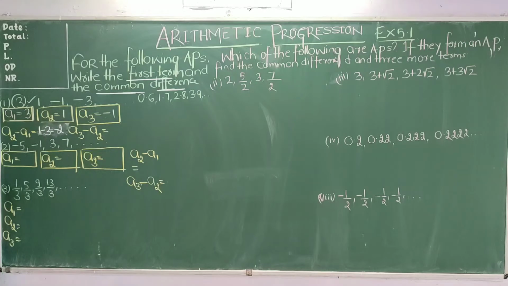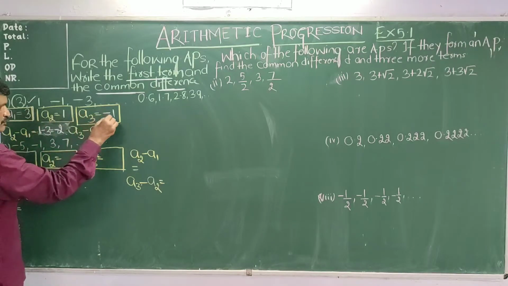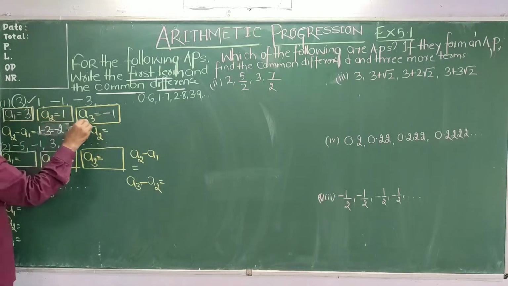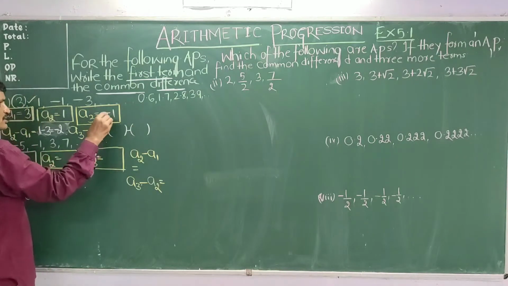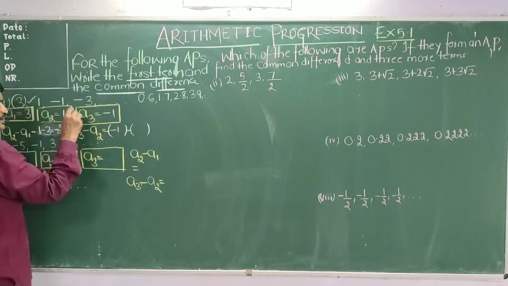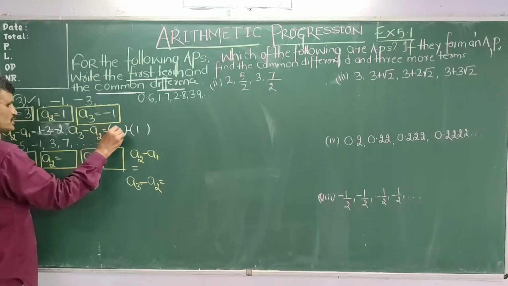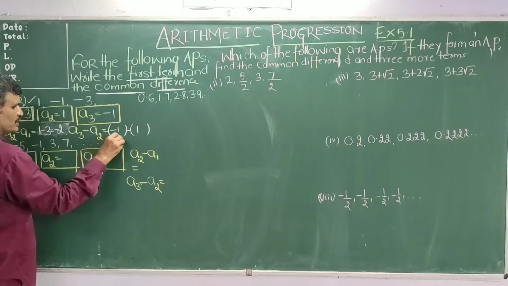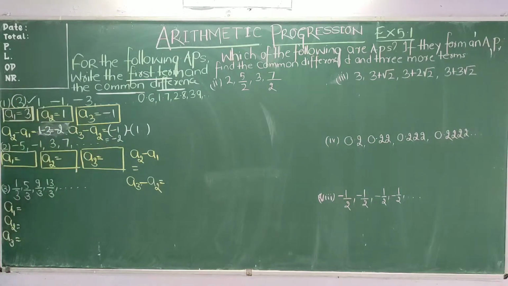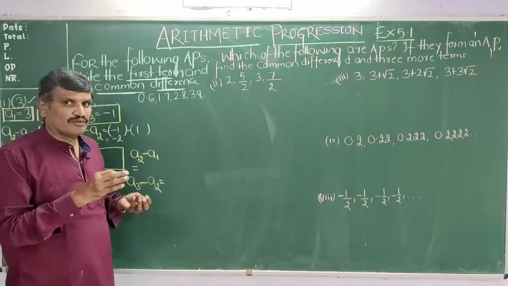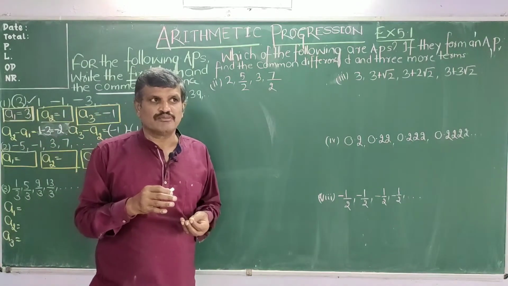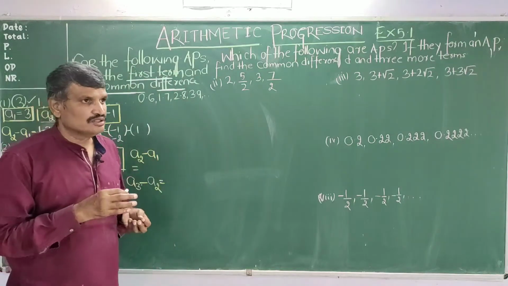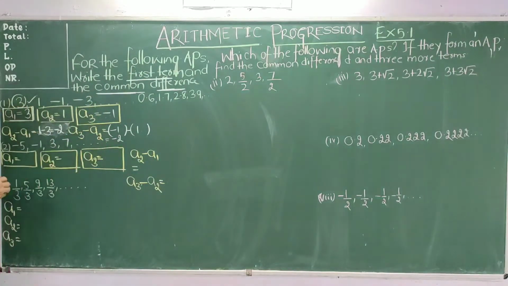If you want, you can find the common difference by finding the difference between the third and the second term also. What is the third term? -1. What is the second term? 1. So -1 minus 1 is -2. So children, this is what I have done. An AP is given to me. From that AP I am asked to find the common difference, and I am also asked to find the first term. Another AP is given to me.